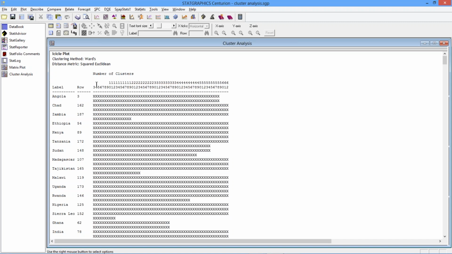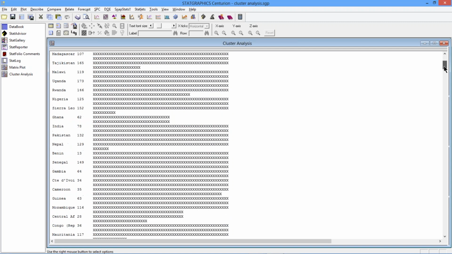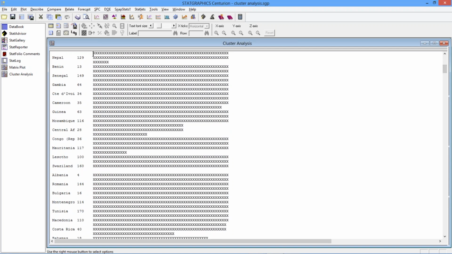Now, the way you read an icicle plot is you start, for example, and you look here where it says 3 clusters. Any countries in the column labeled 3 that have an X next to each other are in the same group. So if I scroll down, for example, I'll see that there's a whole bunch of countries here, all the way down to Swaziland, which are in one group once I've gotten down to 3 countries.